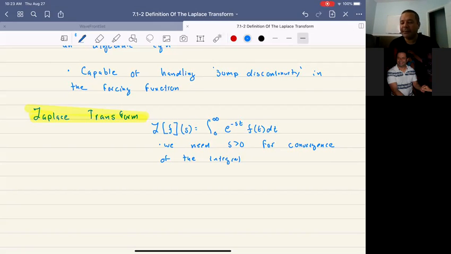One of the things that makes this flexible is that, depending on what f is, we may still be able to make it convergent with other values of s. So we may have more restrictive values, but we at least need that. Dependent on f, we may need to further restrict s. And we'll talk about that as well.